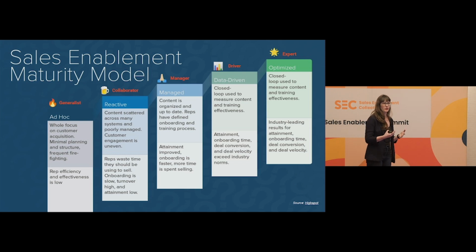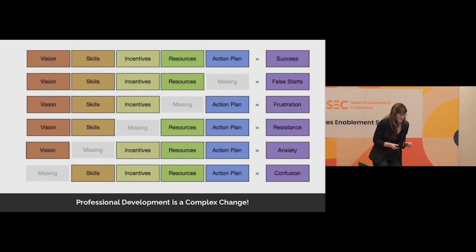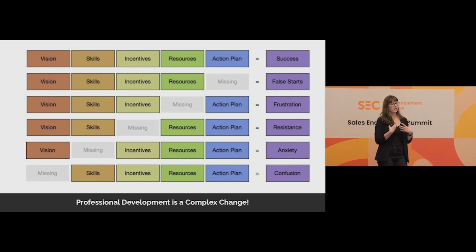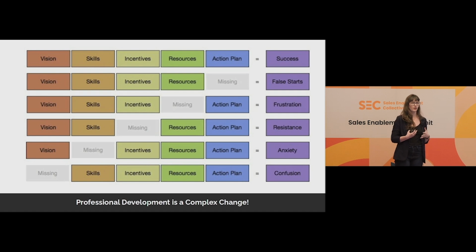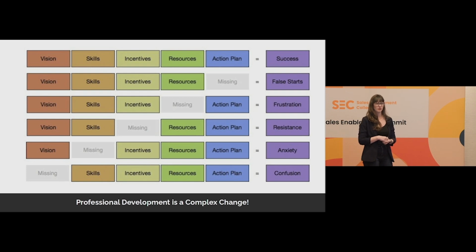It is so important that you know, again, where your organization is and you know your own personal sweet spot and how you can plan to align your skills with where your organization is at. And back to my favorite chart. Professional development is a complex change. So I really challenge you to do the same process for yourself, imagining yourself a year from now. What skills have you developed? What are the incentives that you have to develop those skills and the resources that you need, whether it's training or conferences like this? And then do you have an action plan to get there?